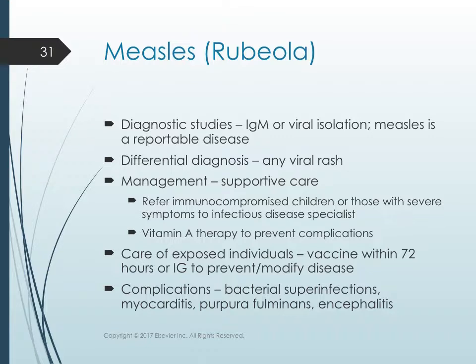Measles is reportable. It can be diagnosed through IgM levels or viral isolation. Management is supportive. Immunocompromised children should be referred to infectious disease.